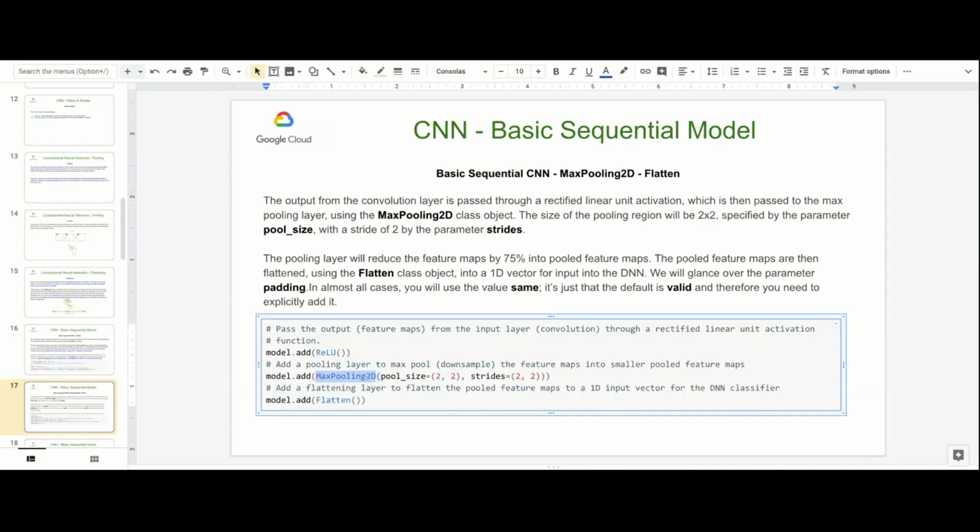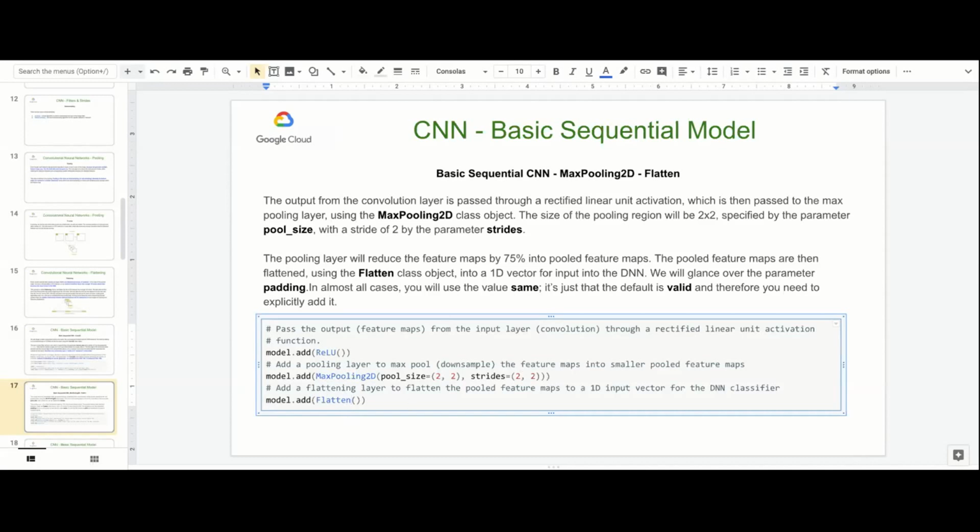Notice we don't have an activation function here, and it's because we don't need one. This isn't a learned layer. This is a static algorithm, so there are no parameters in it. Then finally we take the output of those pooled feature maps and flatten them.